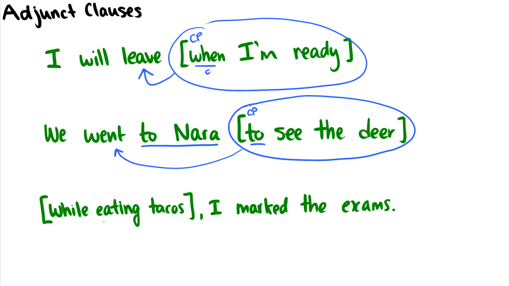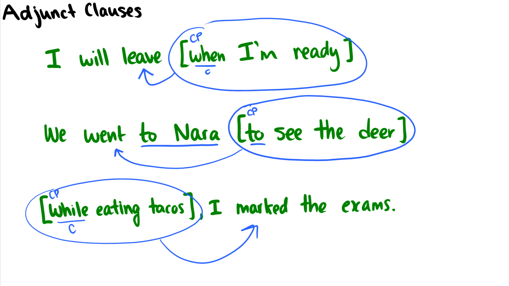What about while eating tacos? While eating tacos, this is another CP. While is our complementizer. I marked the exams while eating tacos. When did I do the marking? While eating tacos. Modifying marking. That's why these are adjunct clauses. It's because these CPs are modifying something in the sentence. They're not obligatory. They are just modifying the verb in the sentence.